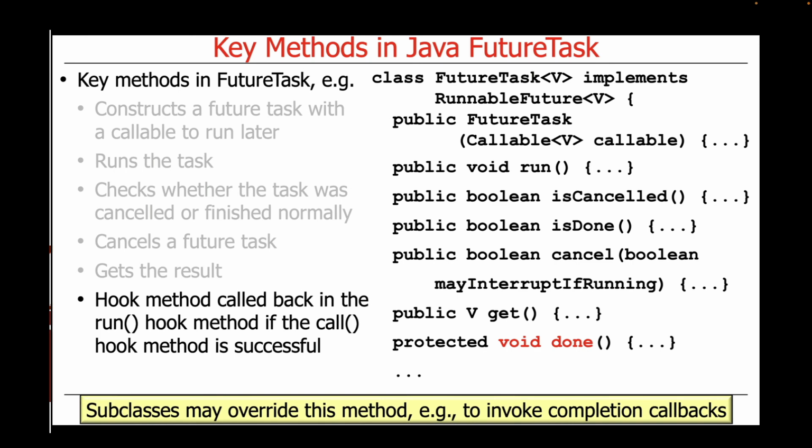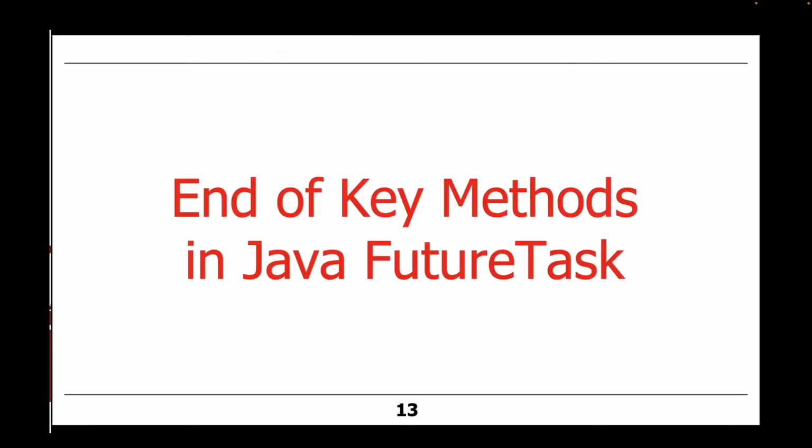So just a note. So this particular future task does a bunch of different things, and you'll see how it gets used more generally here shortly. So that's the end of the quick overview of key methods in Java FutureTask. At this point, you would probably be somewhat mystified how all this stuff works, but of course we will explain that here shortly.